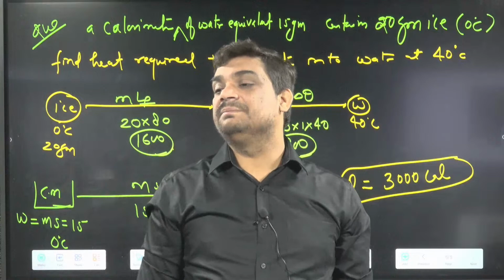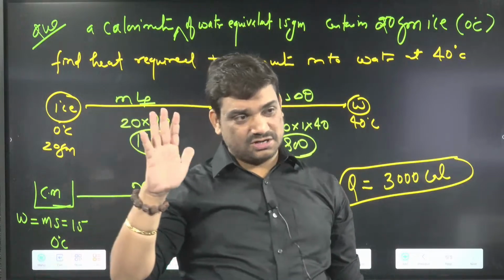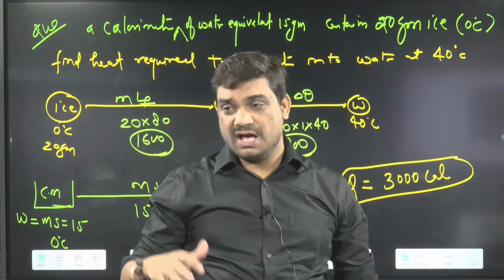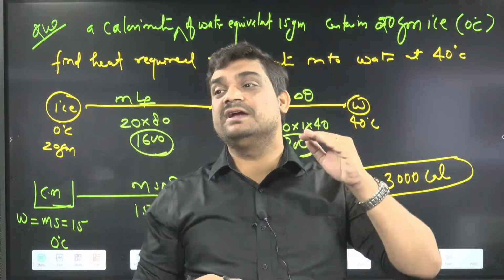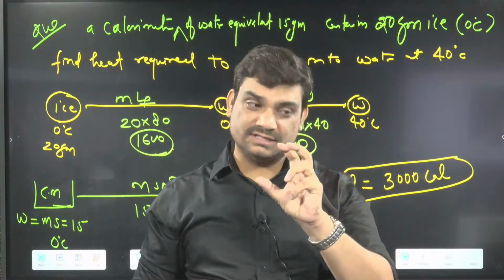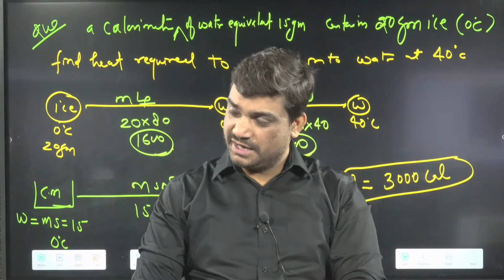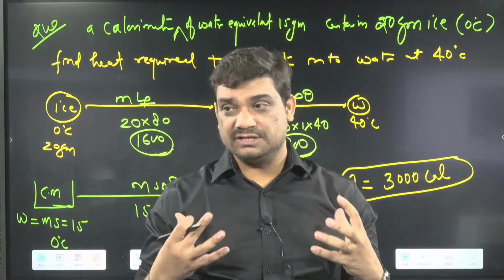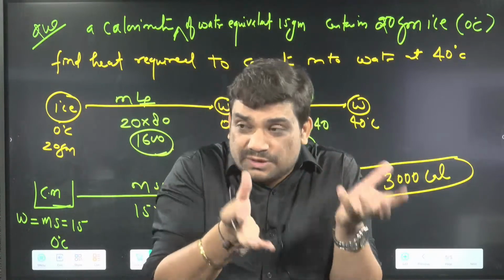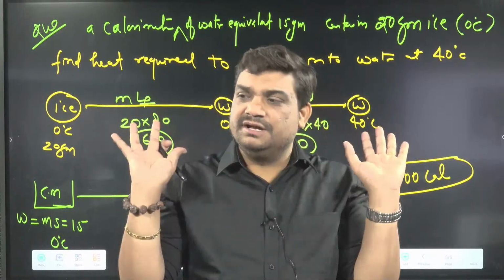Ice cannot melt at minus 40 degrees Celsius. Ice cannot melt at minus 5 degrees Celsius. Ice cannot melt at minus 10 degrees Celsius. Ice will be ready to melt at 0 degrees Celsius. I hope this is coming across. First, we need to bring that ice to 0 degrees Celsius. Then it will be ready to melt.